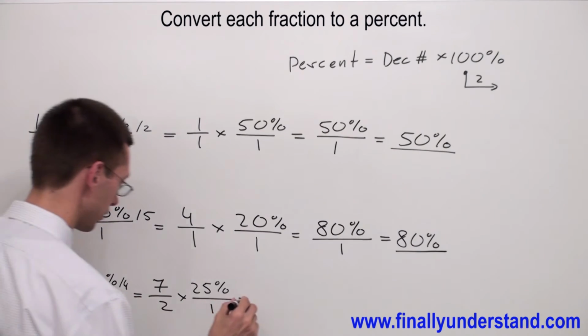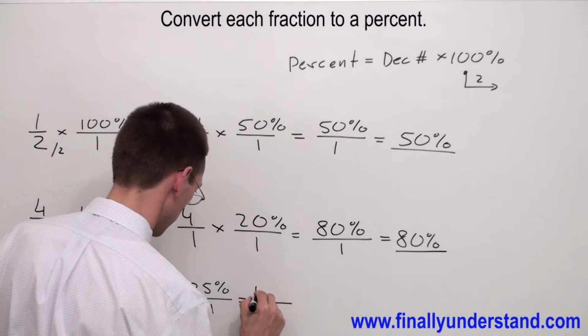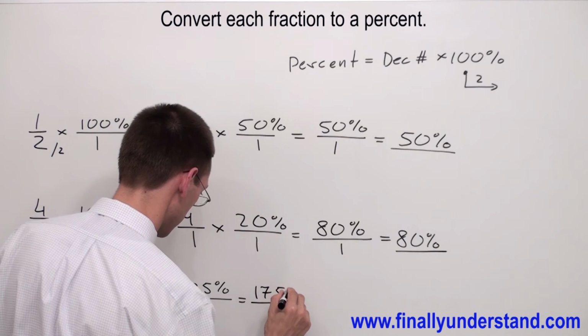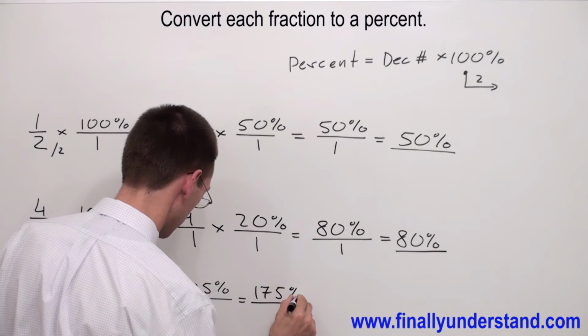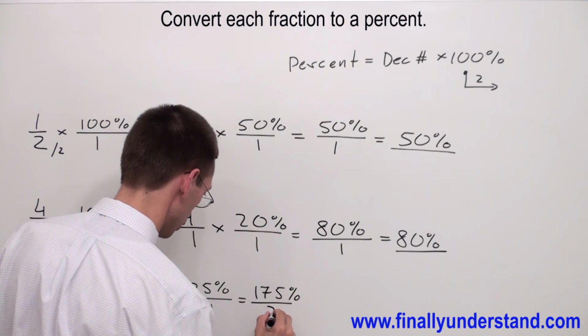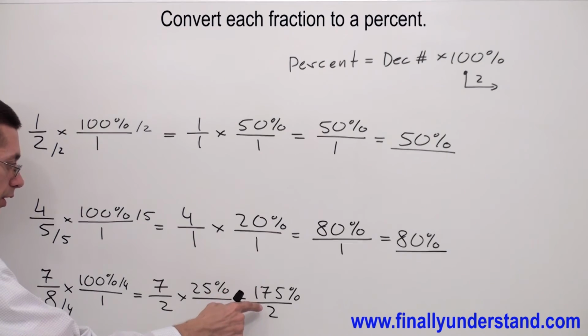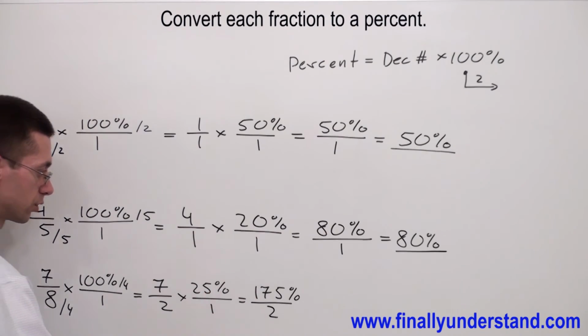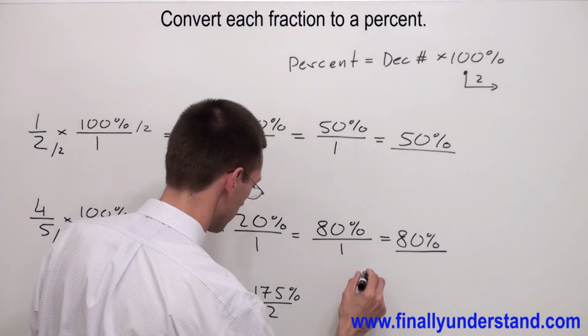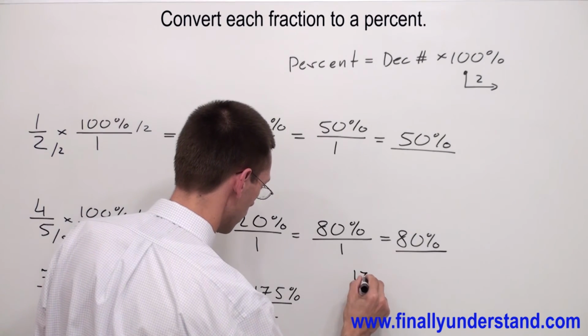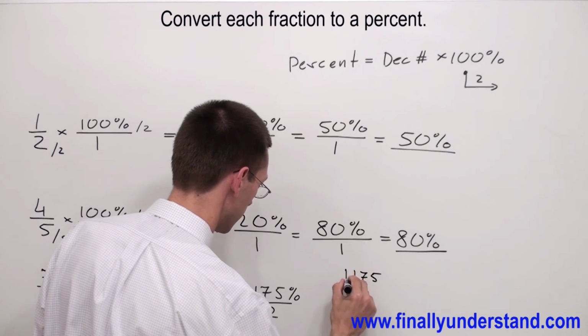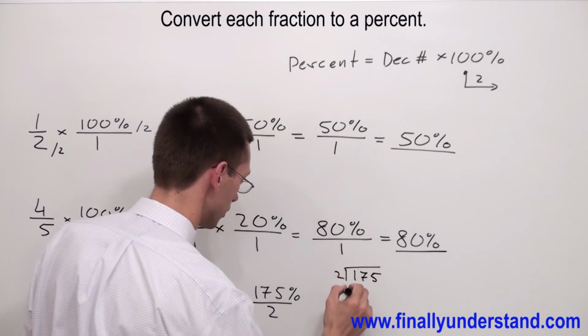7 times 25 is equal to 175% over 2. Now, this is an example of an improper fraction. I have to convert the improper fraction to a mixed number. So I'm going to perform long division. I'm going to have 175 divided by 2.